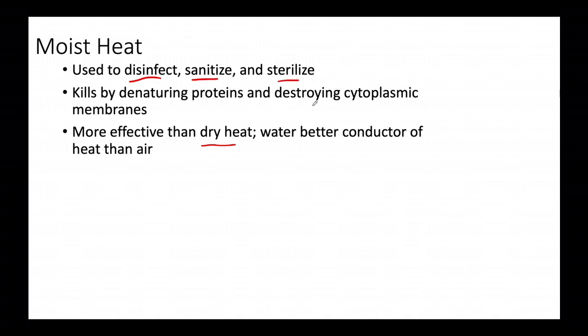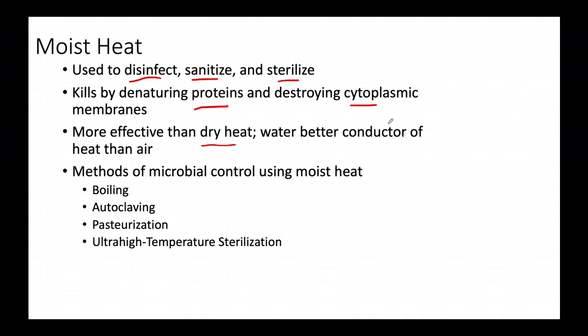So moist heat can be used to do any of those things. So for example, if you steam your floors, you could be using heat to disinfect things. You probably aren't going to get rid of everything unless you're very rigorous with your steaming, or sanitization, reducing to a certain public health standard, or sterilize, which is complete removal or destruction of microorganisms. So again, we've already talked about what heat does. It can target those proteins and those outer structures, the cell membranes and the cell walls.